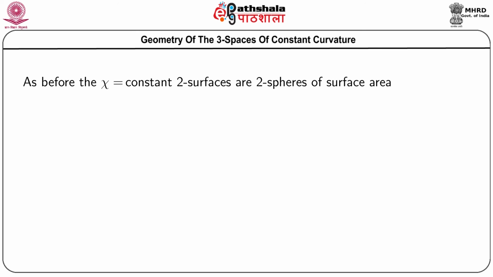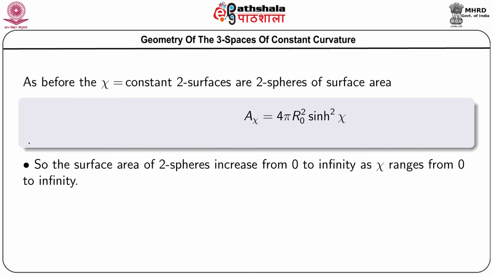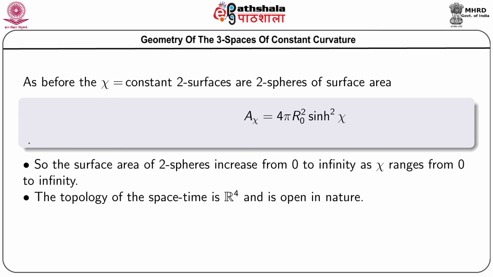Now, as before, for chi equals constant, the 2-surfaces are 2-spheres of surface area A chi equals 4 pi r naught square sinh square chi. So, the surface area of the 2-spheres increases from 0 to infinity as chi ranges from 0 to infinity. And here the topology of the space time is R4 and is open in nature.